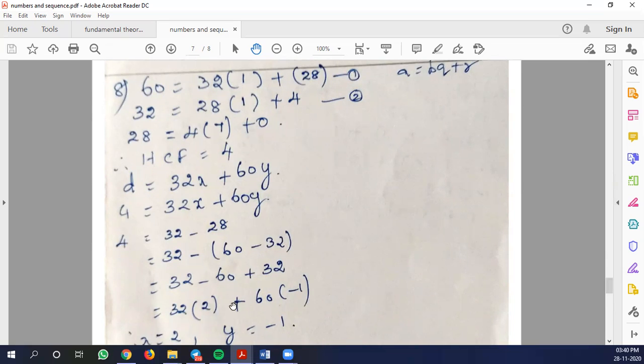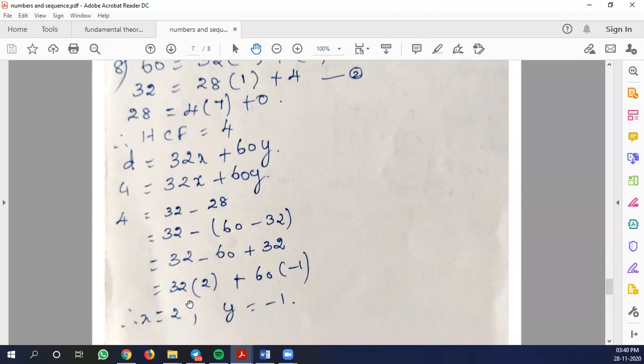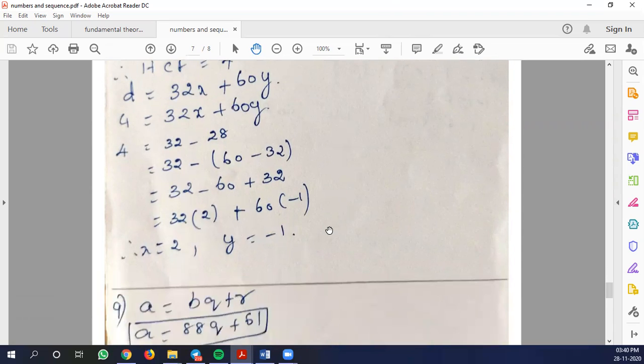So our aim is to find this X and Y, no? So we express this in the form of A equals BQ plus R. Here 4 is equal to 32 into 2 plus 60 into minus 1. So X is equal to 2 and Y is equal to minus 1.